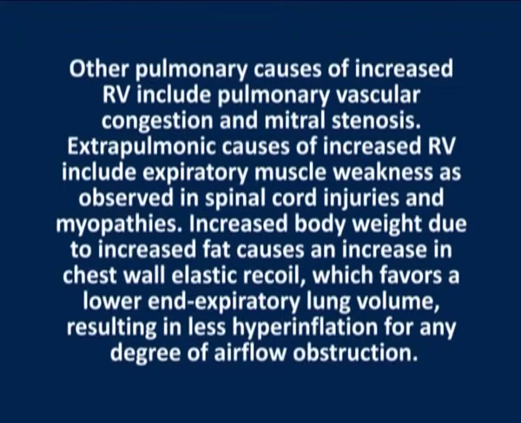Other pulmonary causes of increased RV include pulmonary vascular congestion and mitral stenosis. Extrapulmonic causes of increased RV include expiratory muscle weakness as observed in spinal cord injuries and myopathies. Increased body weight due to increased fat causes an increase in chest wall elastic recoil, which favors a lower end expiratory lung volume, resulting in less hyperinflation for any degree of airflow obstruction.